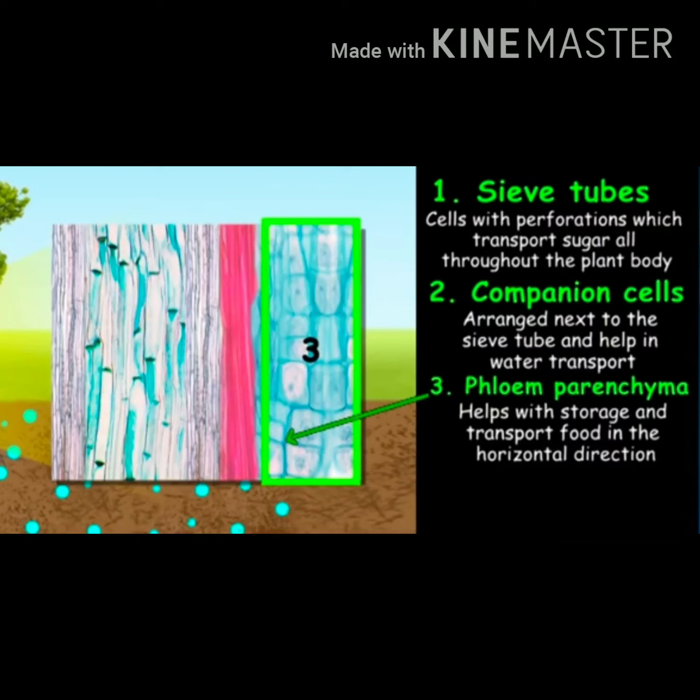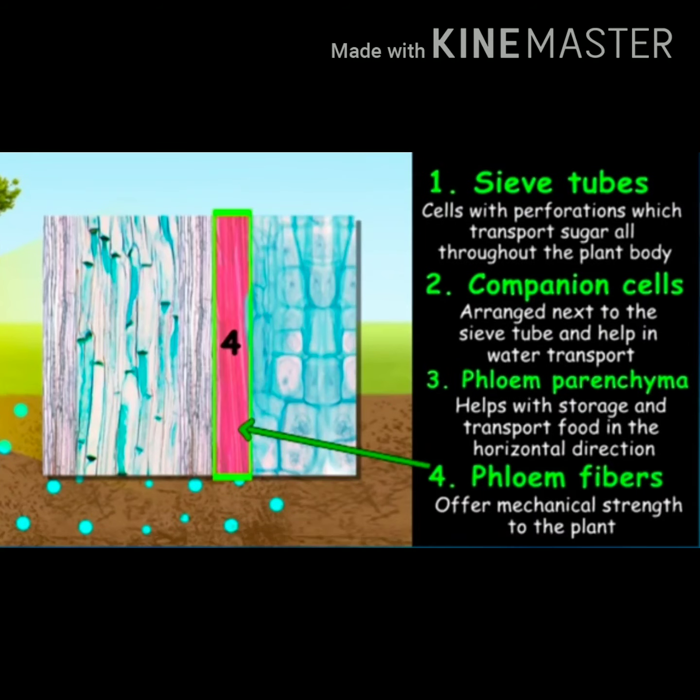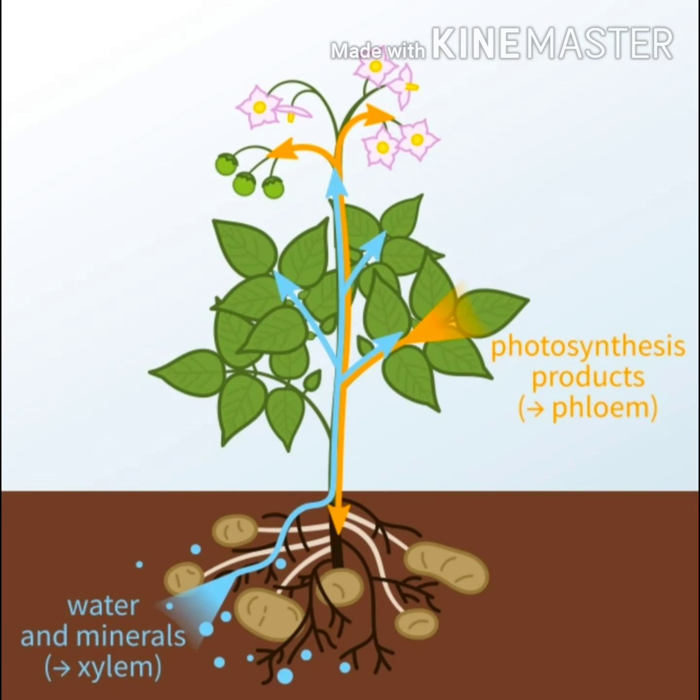The third one is phloem parenchyma. With the help of phloem parenchyma, food can be transported and stored in horizontal direction in different cells. Now, the fourth one is phloem fibers. It offers mechanical strength to the plants. That means it gives support to the plant. So this was about the four parts or cells of phloem.